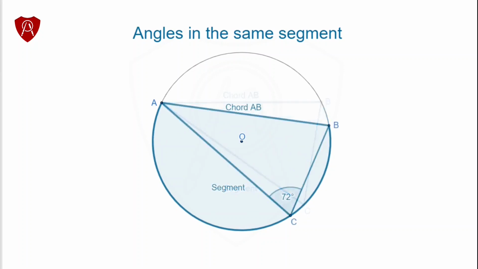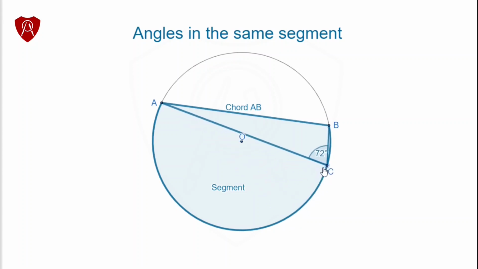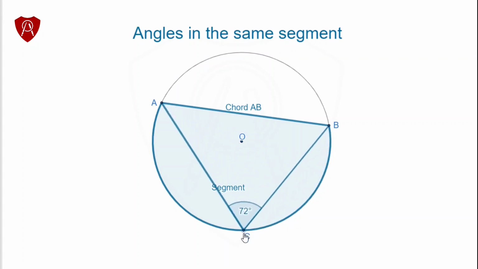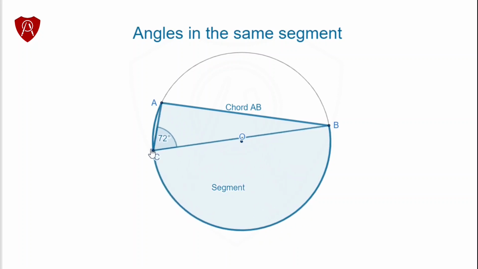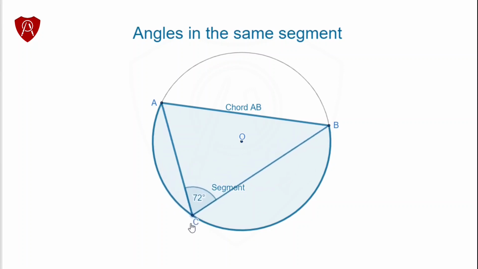Let us now measure the size of the angle ACB. By moving point C along the circumference, we notice that the angle ACB has the same value at all points, so long as: 1. We keep it in the same segment, that is, it is always on the same side of the chord. 2. The chord stays the same size.